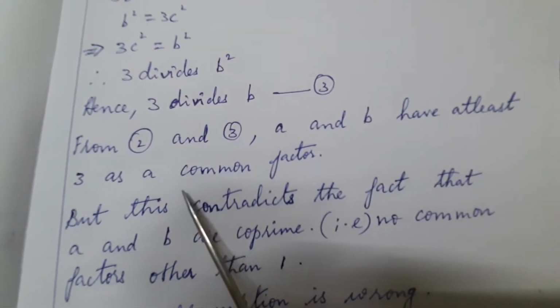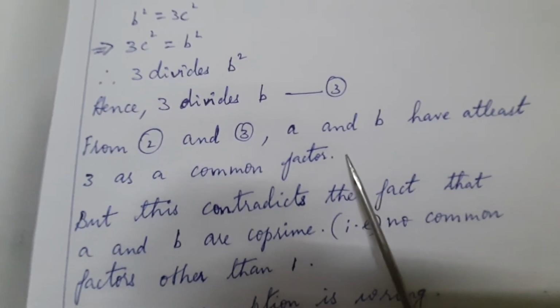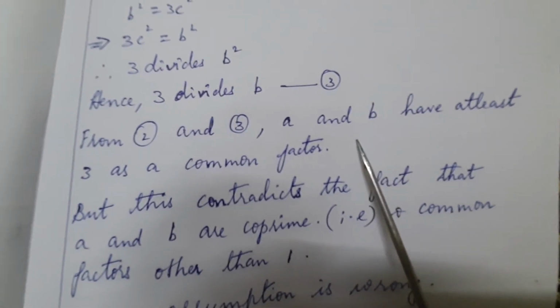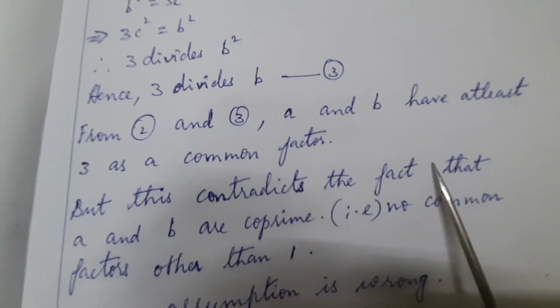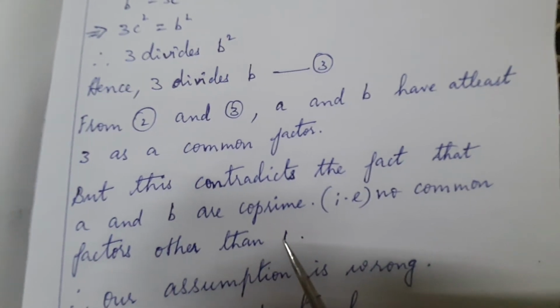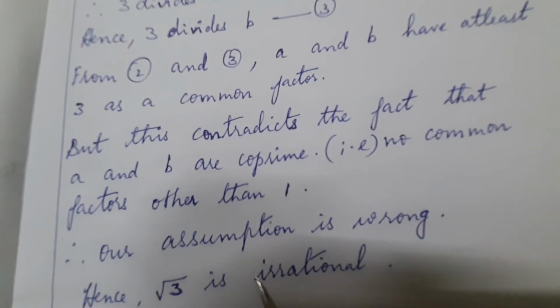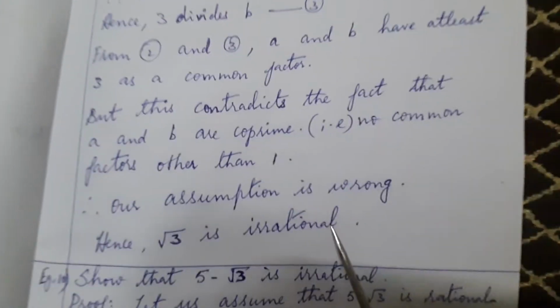b have at least 3 as a common factor. But this is contradicting the fact that what we have taken, they are co-prime numbers. Co-prime numbers don't have any common factor other than 1. So, this contradicts the fact that a and b are co-prime numbers, that is, no common factor other than 1. So, our assumption is wrong. So, we have to conclude that root 3 is irrational. What we have assumed is wrong.